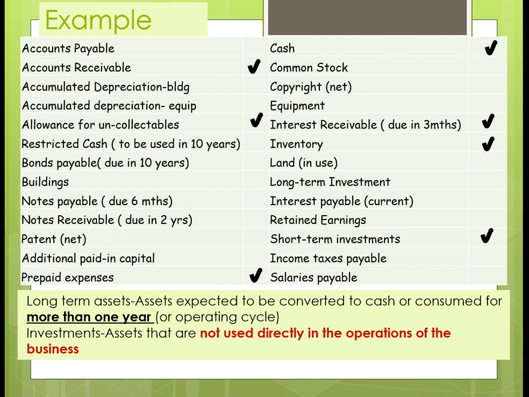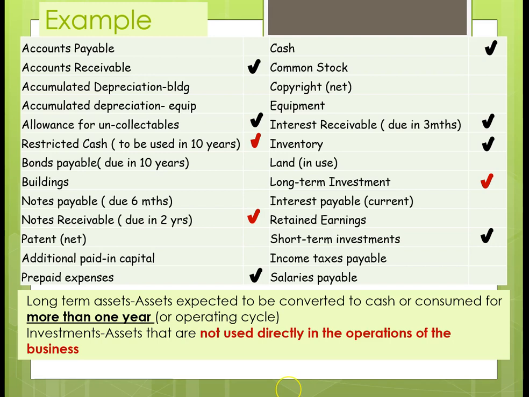they buy a piece of equipment that they believe is going to go up in value, but they're not going to use it, that would be considered an investment. And anything that happens when you go to sell it is going to be treated as part of other gain or losses. So, we would have our restricted cash to be used in 10 years, our notes receivable due in 2 years, and our long-term investment.